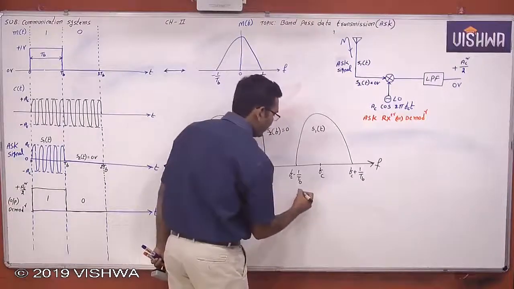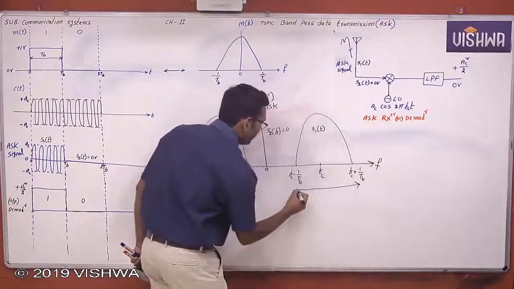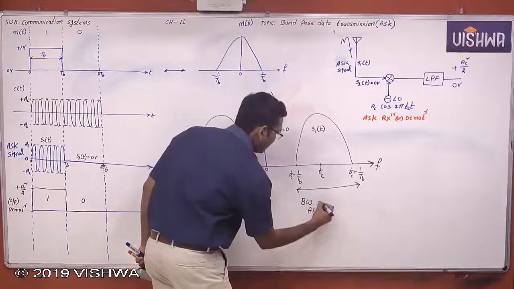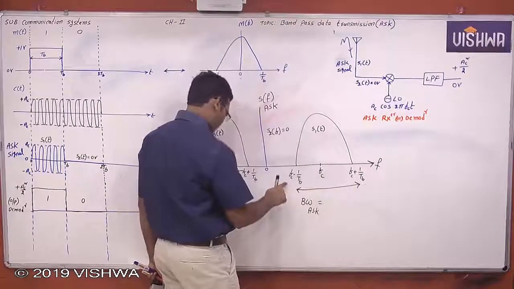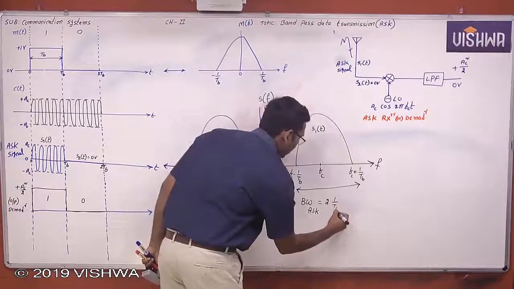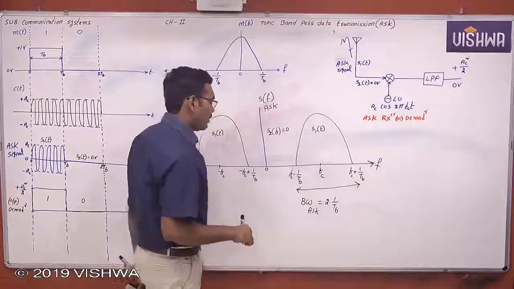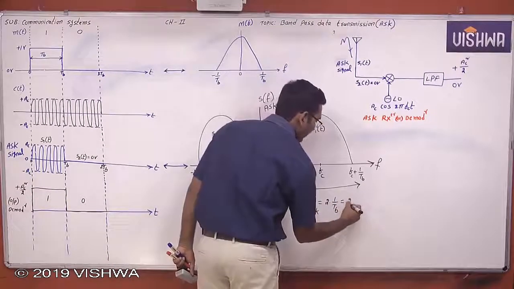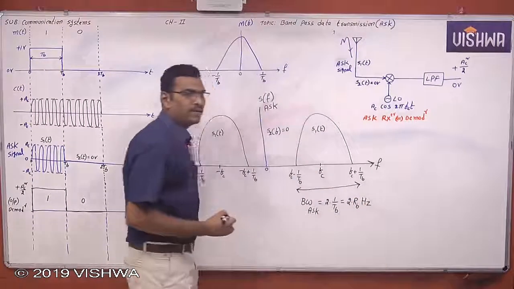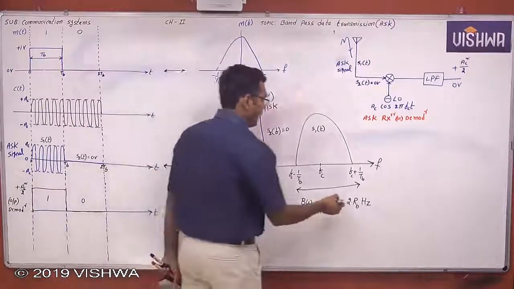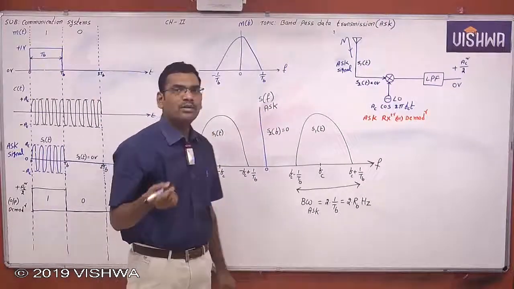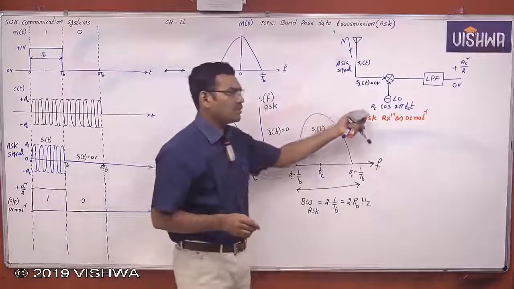Now you tell me what is the bandwidth required to transmit an ASK signal. The bandwidth required is Fc plus 1 by Tb minus Fc minus 1 by Tb, Fc cancels. Now 2 into 1 by Tb, which is inversely proportional to pulse width, and 1 by Tb is nothing but the bitrate Rb. So 2 into Rb hertz. This is the bandwidth of ASK signal, twice the bitrate. Then you can decide the channel bandwidth and go for the demodulation process. Okay. Note.